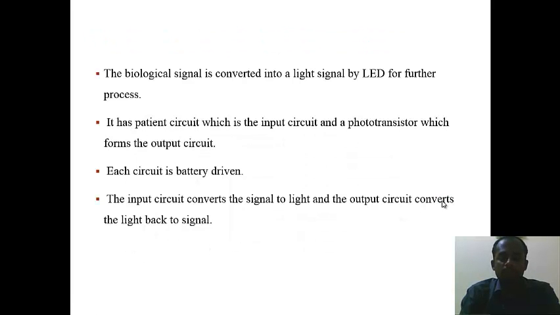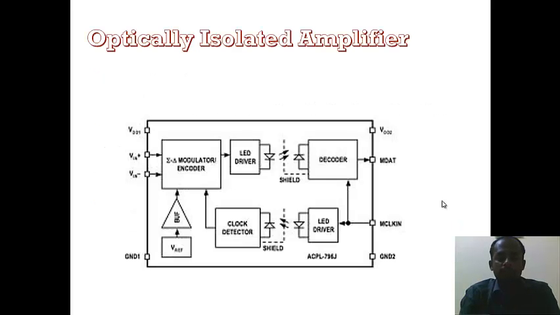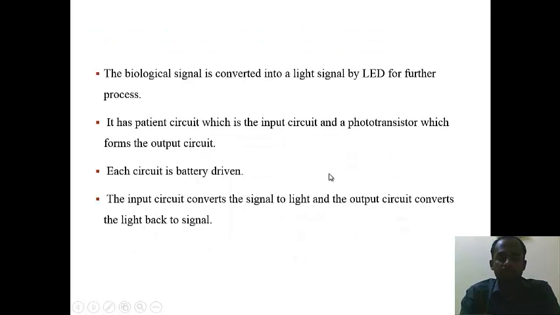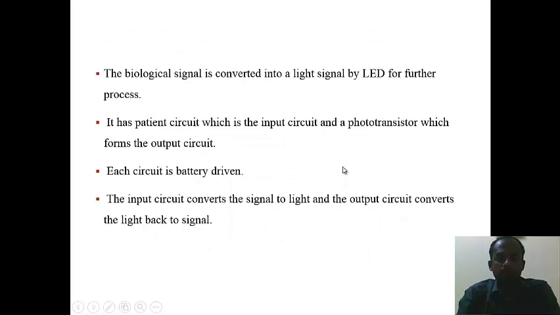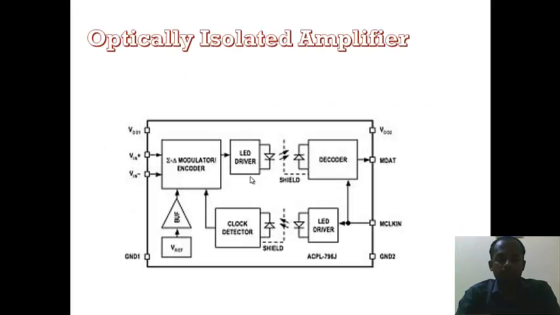And then the biological signal is converted into a light signal by the LED for further processing. The biological signal here will be converted to an electrical signal here. It has a patient circuit, which is the input circuit, and the phototransistor forms the output circuit. Each circuit is battery driven. The input circuit converts the signal to light, and the output circuit converts the light back to a signal, which decodes everything, calculates the parameters of the patient, and is given to this LED.